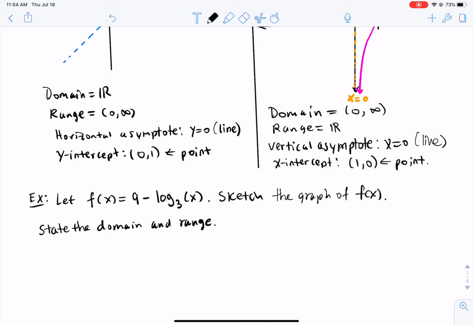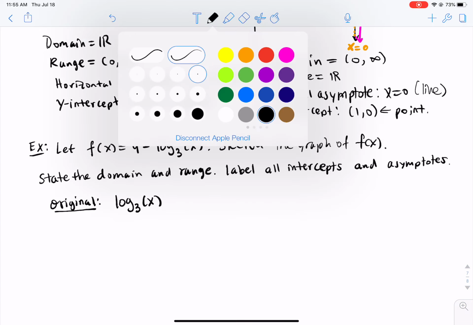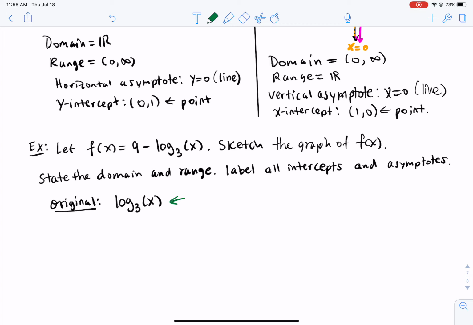Also, label all intercepts and asymptotes. So let's start off with the transformations. The original one, right? What would it have been? It would have been log base 3 of x. What is this? To get familiar with this one, this is nothing more than the inverse of 3 to the x. This is the inverse of 3 to the x.